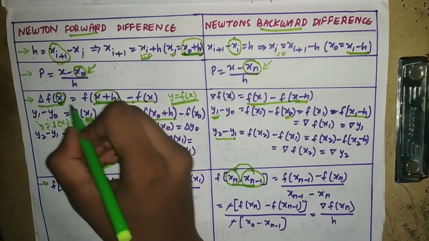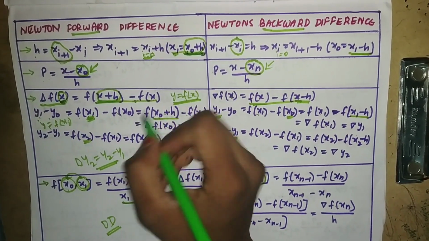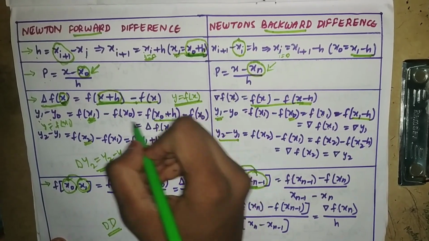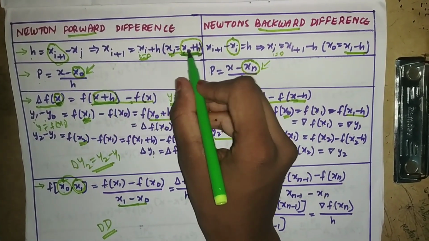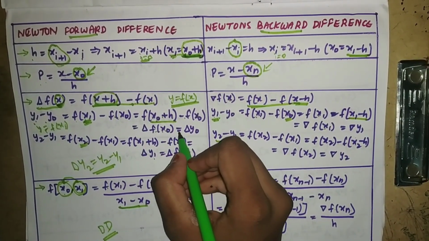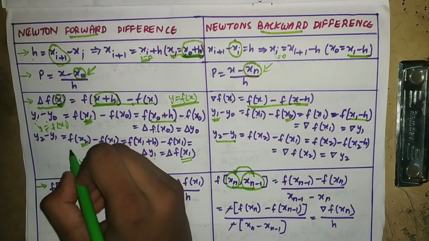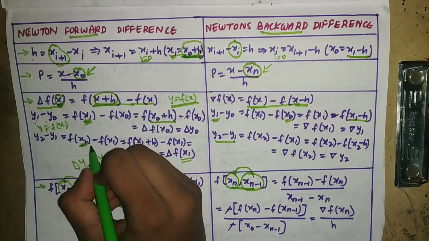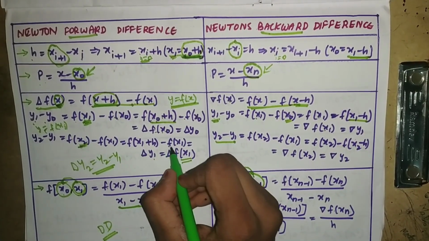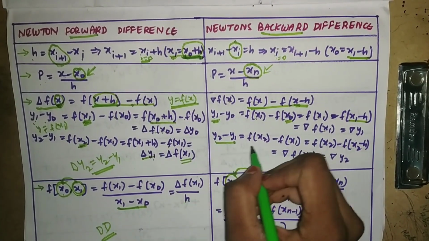And f of x, in place of x we can substitute x plus h, minus f of x. So, y1 minus y0 is equal to f of x1 minus f of x0. That means in place of x1 we can write x0 plus h, minus f of x0. So, delta f of x0 is equal to delta y0. So, y2 minus y1, similarly f of x2 minus f of x1. In place of x2 we can write x1 plus h, minus f of x1. That means delta f of x1 is nothing but delta y1.